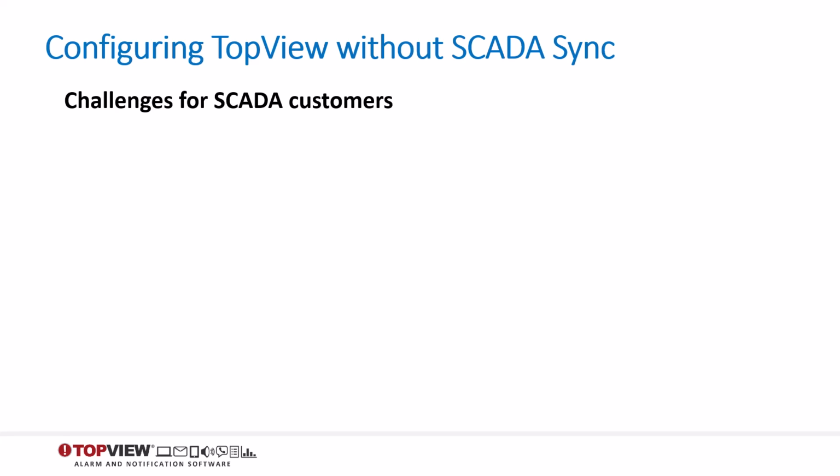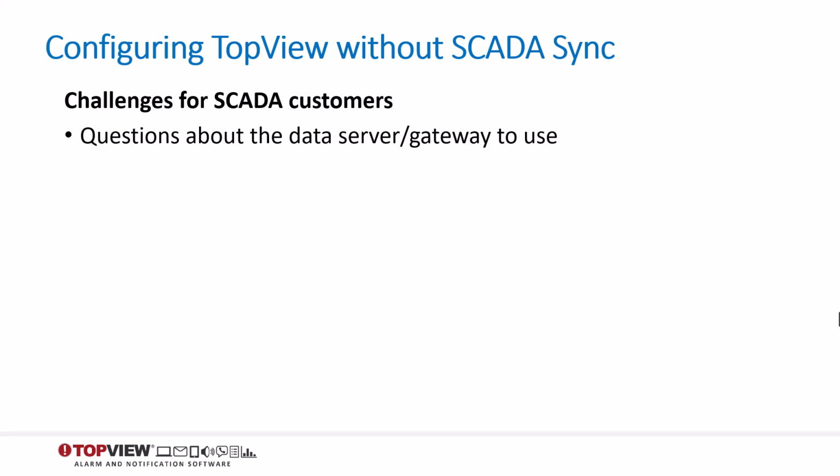Many SCADA customers used TopView without SCADA Sync before it was available, and may currently use TopView with systems not supported by SCADA Sync. So although manual configuration is possible, there are challenges for SCADA customers. First, the user must configure the gateway used to access the data server. The gateway is typically the OPC server for the SCADA, although some SCADAs have multiple OPC servers, or may require the user to perform configuration steps before clients like TopView can connect.